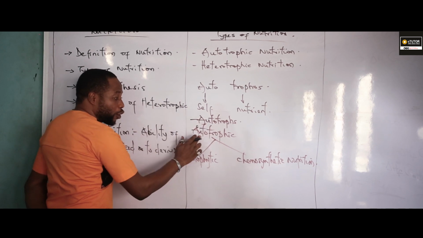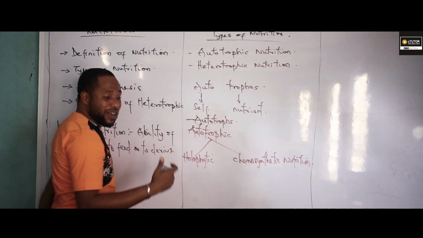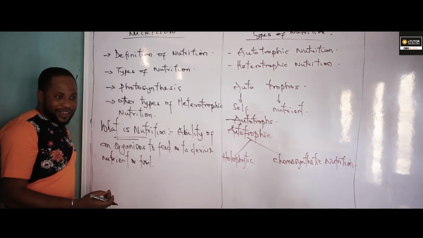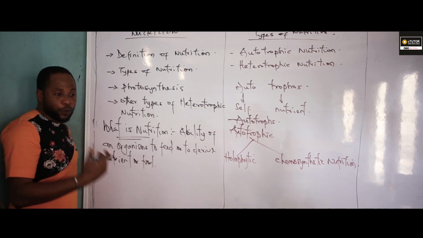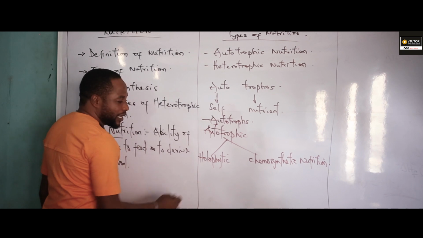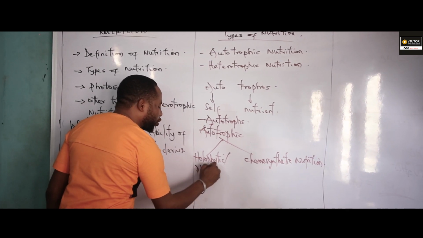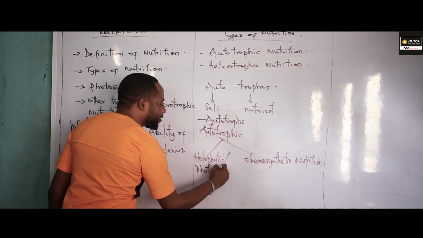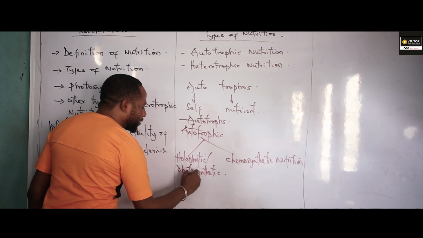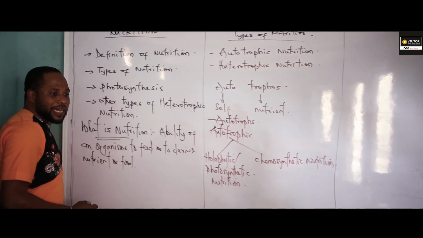Don't forget, autotrophic nutrition simply means self-nutrient. The type of nutrition in which an organism has the ability to derive their own food, or to manufacture their own food. Now, the first one is called holophytic. This holophytic is also called photosynthetic nutrition.